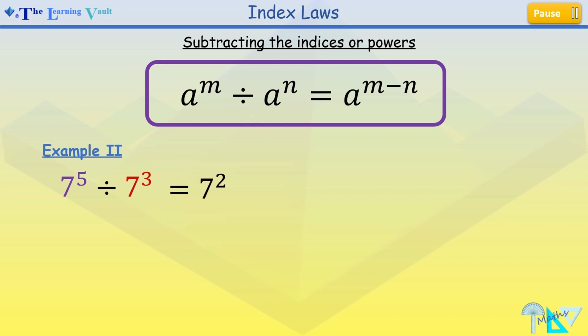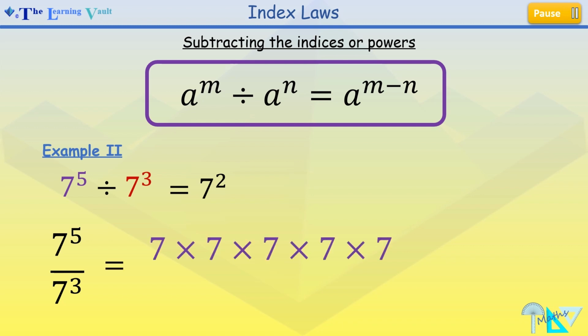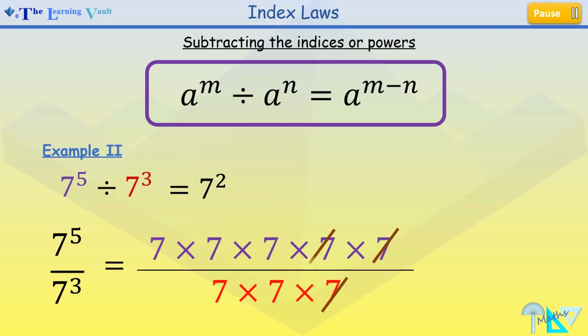To demonstrate further, we can see that 7 to the power of 5 over 7 to the power of 3, when expanded out, gives us 5 sevens above and 3 sevens below. Cancelling from the left to the right in pairs of 7 above and below leaves us with 2 sevens above, which is 7 to the power of 2.